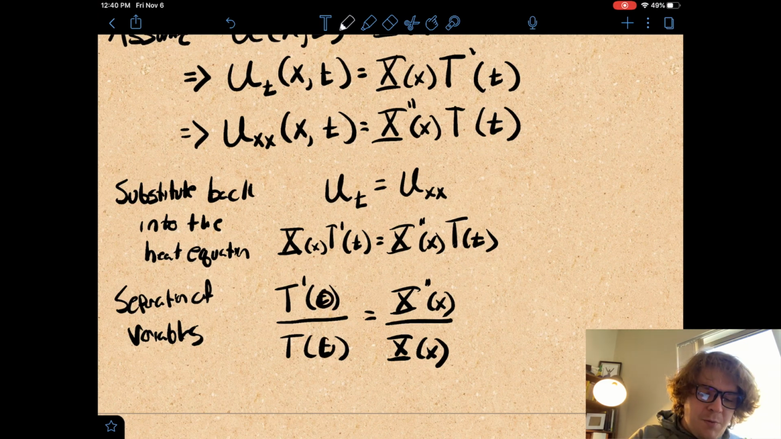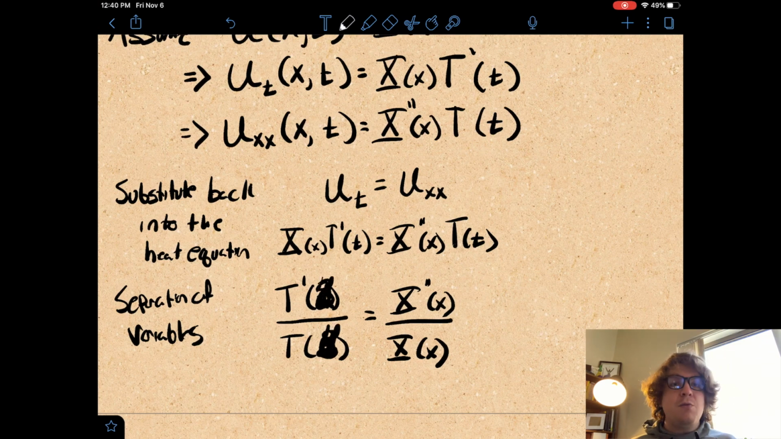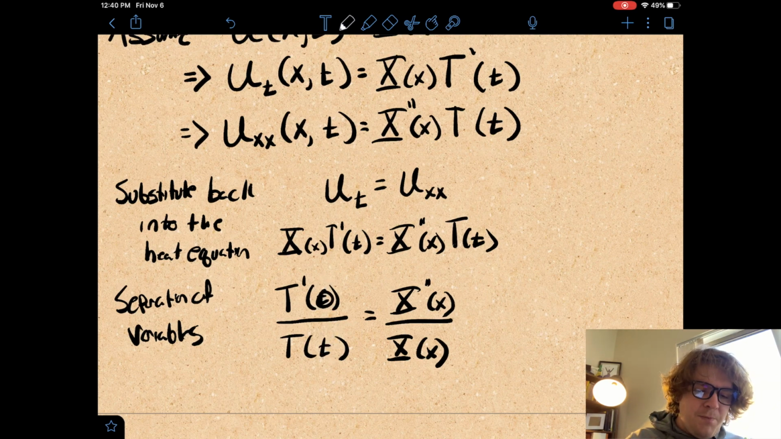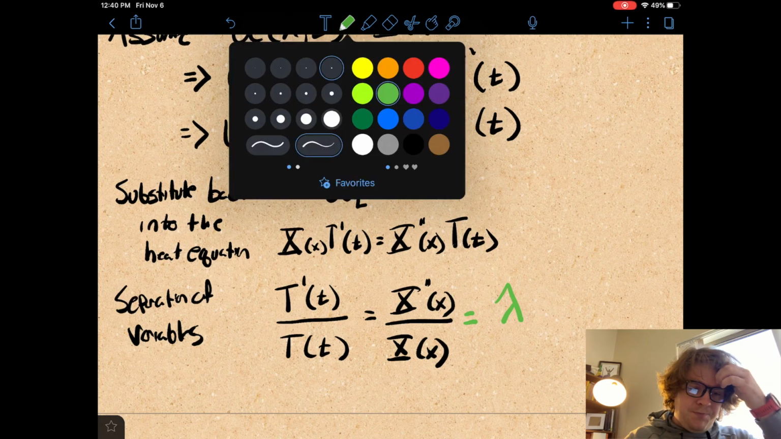So this has to be true when t equals 0. This has to be true when t is 1, when t is 2, when t is 3, when t is 4. And it has to be true for all values of x also. So the only way that this can be true is if one of these is equal to a constant. And the only way that one of them could be equal to a constant is if both of them are equal to a constant. So what is that constant? Well, let's just give it a name. Let's use the constant lambda.